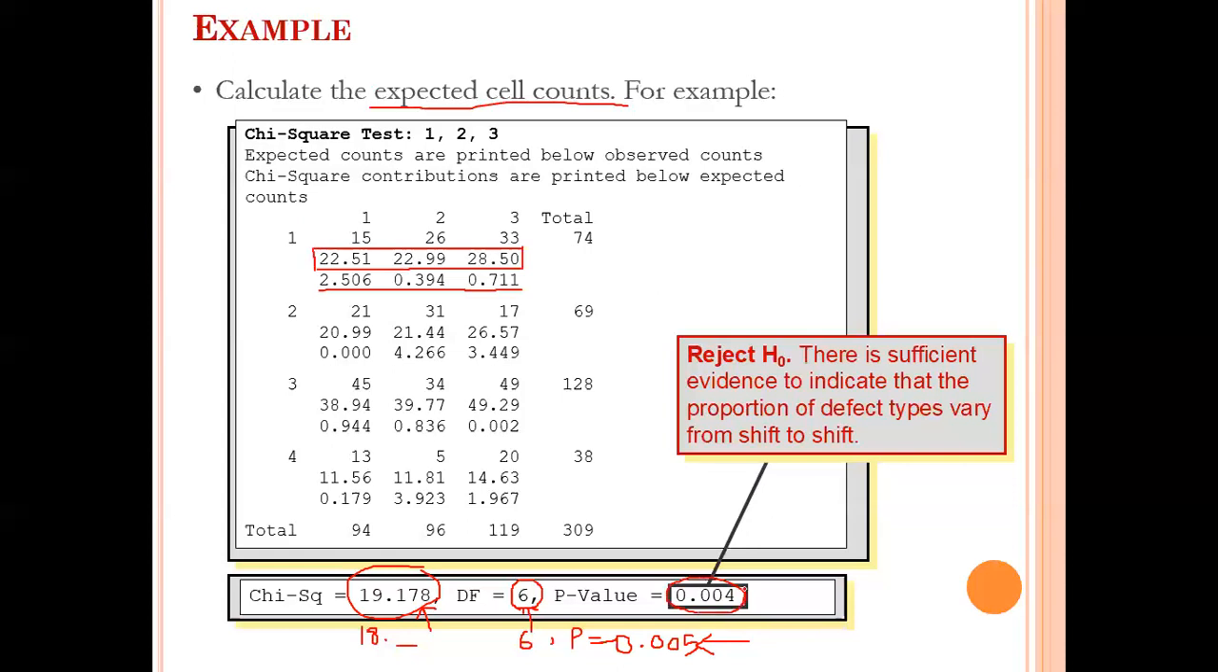So that means it is approaching 0.04, which is also less than the cut-off points for significance level, that is 0.01 and 0.05. As we discussed earlier, the cut-off point for significance level is usually 0.05 and 0.01. So now, if we refer to the chi-square table, we get the p-value as 0.004. That means it's less than 0.01 and 0.05, so we can reject the null hypothesis. So we can state that there is sufficient evidence to indicate that the proportion of defect types varies from shift to shift.